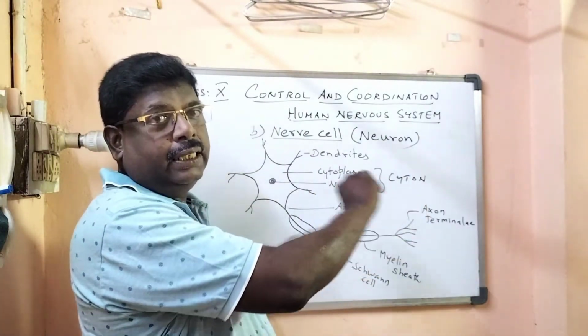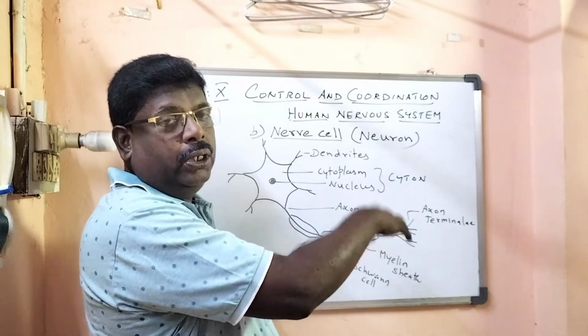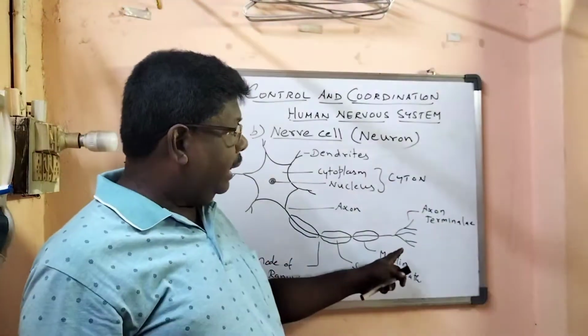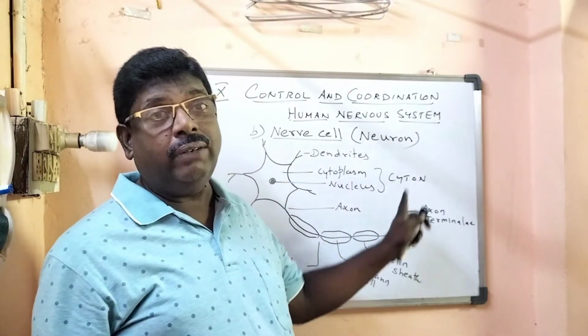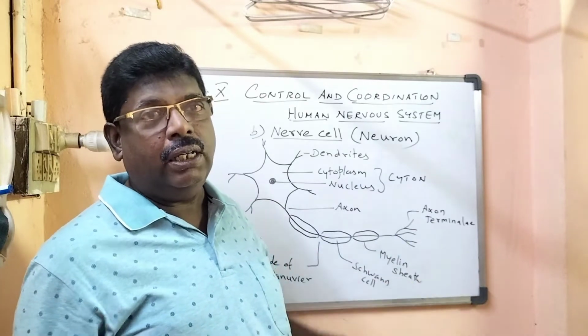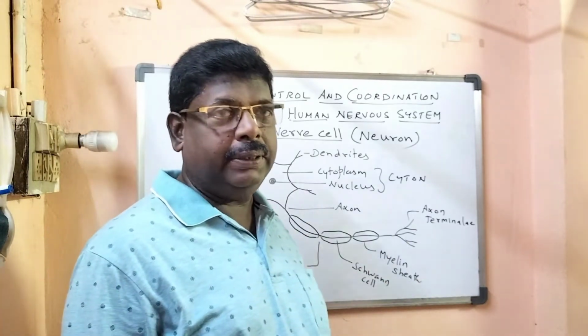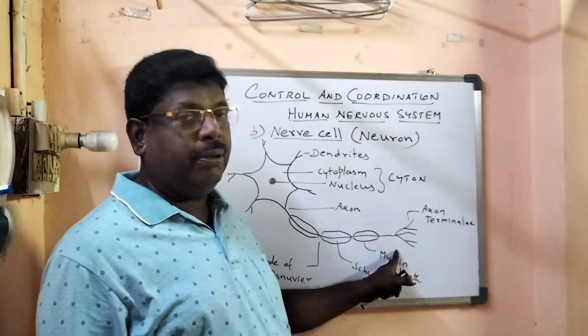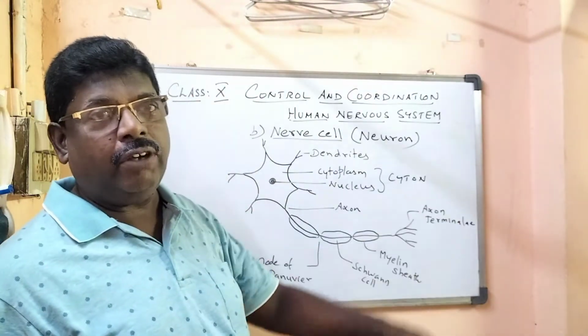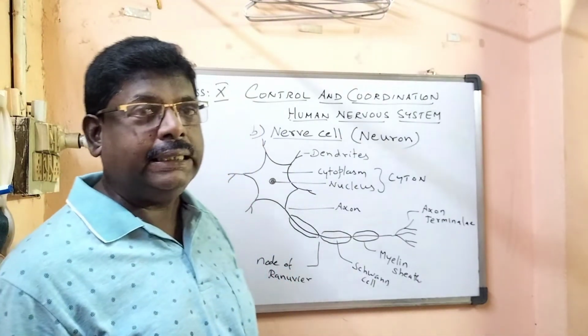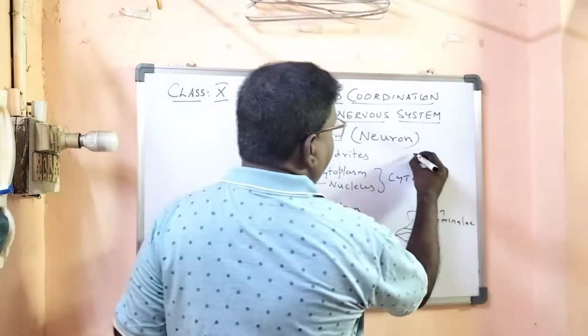As an electrical impulse, it is passed on from one neuron to another neuron. The end fiber of one neuron will join with the head of another neuron. That junction we call synapse. The end fiber of one neuron will join with the head fiber of another neuron. It's called synapse.